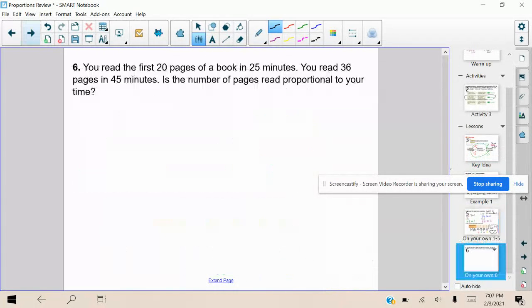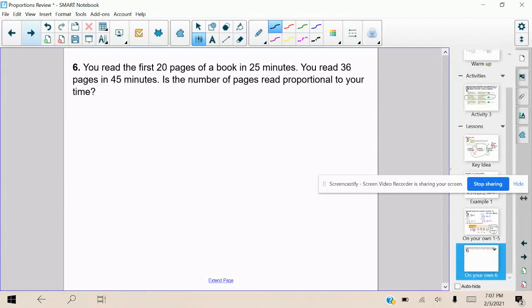Awesome. And last but not least, let's talk about a word problem here. It says that you read the first 20 pages of a book in 25 minutes. You then read 36 pages in 45 minutes. Is the number of pages read proportional to your time? So let's set up some fractions. Let's set up some relationships, some ratios. Let's see if we can figure this out.